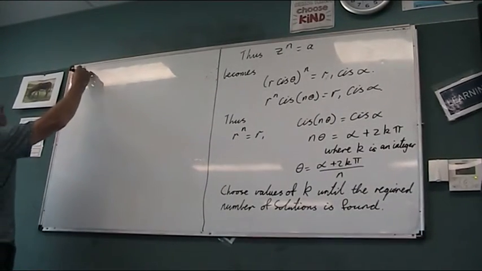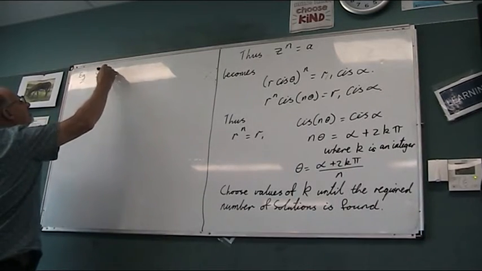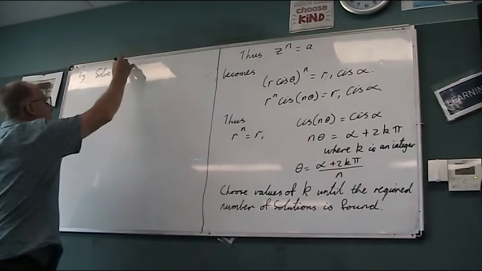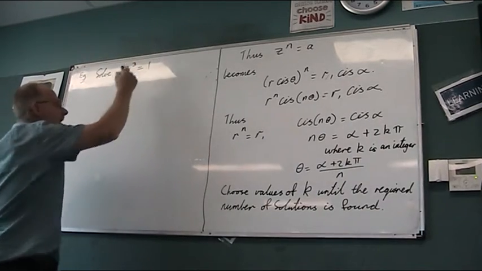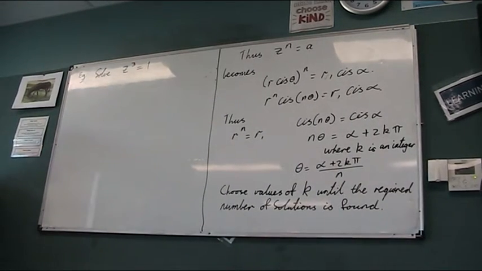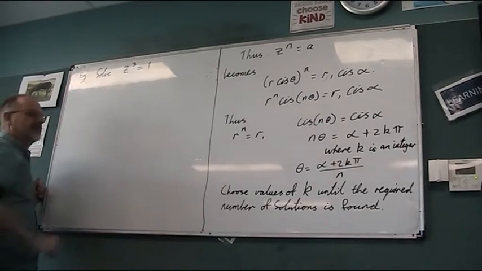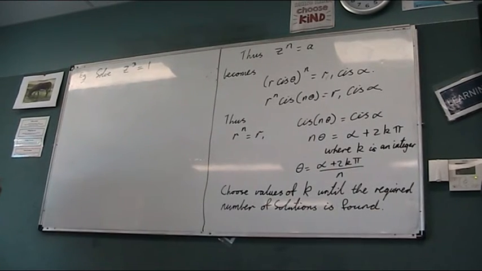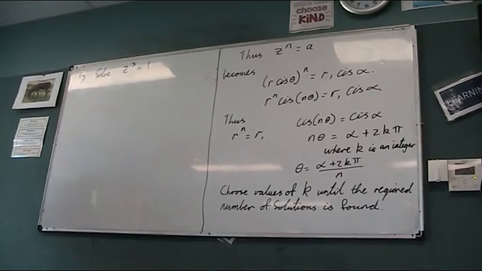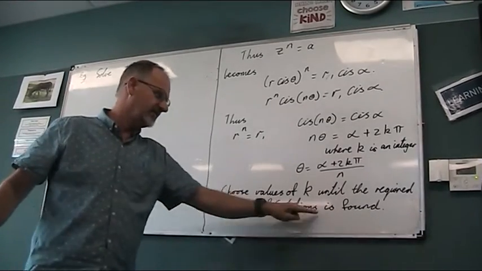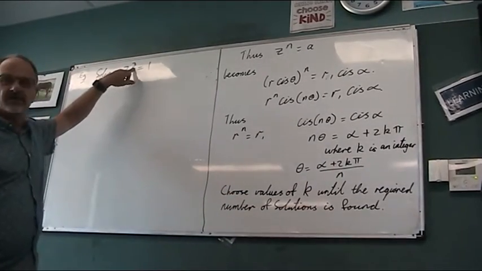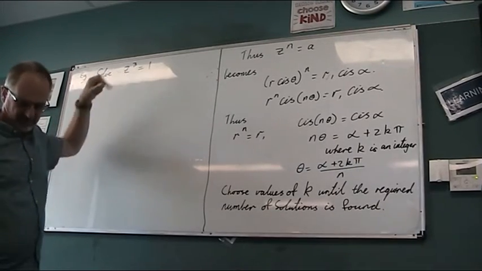So, for example, solve z cubed is equal to 1. At the outset that would seem pretty obvious: z is 1. That's only one solution. But in terms of complex numbers, it's possible for us to get 3 solutions. So here, where it says choose values of k until the required solutions are found, because this is cubed up here, we will need 3 values of k.